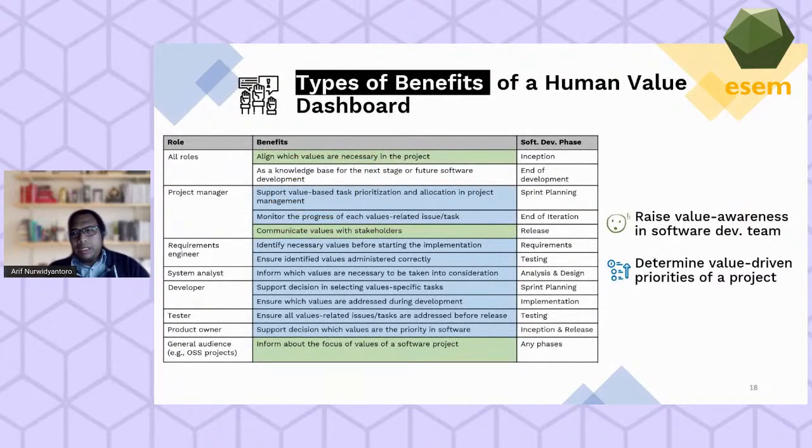Second, regarding who will benefit from a human value dashboard, the practitioners identified several roles such as project managers, requirements engineers, system analysts, developers, testers, and product owners in various software development phases. We also identified two types of benefits for the development team. The first one is to raise the awareness of human values in the software development team, shown by the green color in the table. And the second one is to determine priorities based on human values in the project, shown by the blue color in the table.